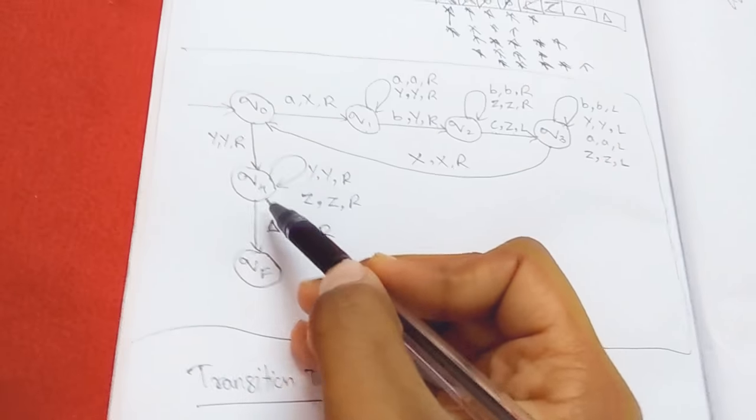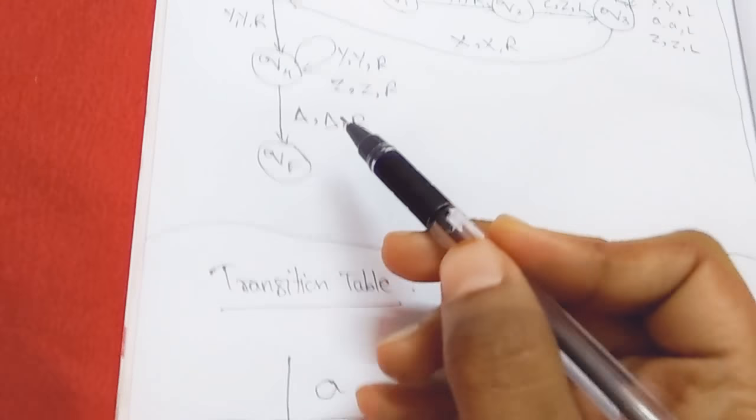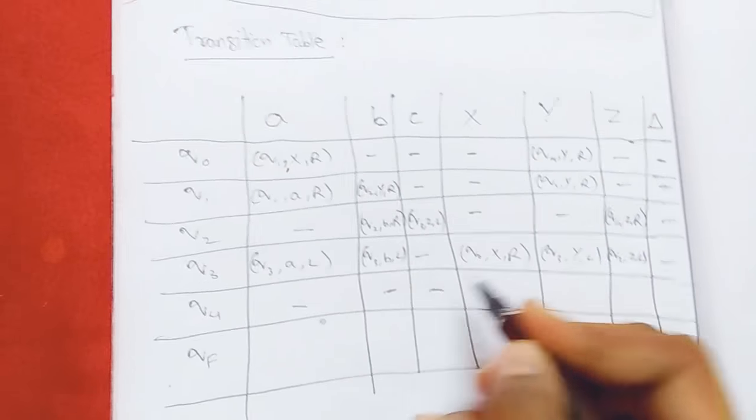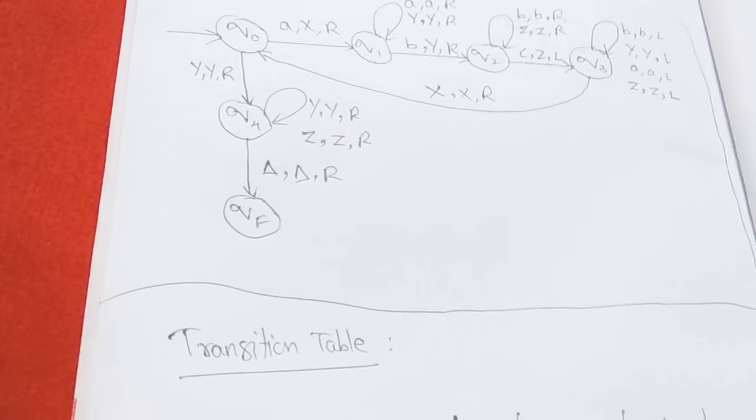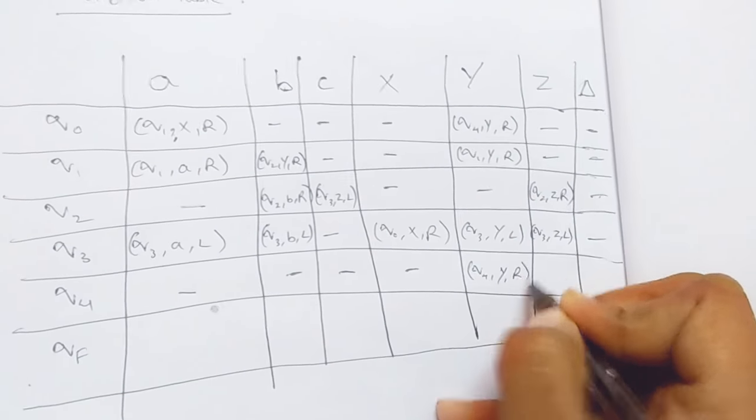Now Q4 to a, there is nothing, so nothing. Q4 to b there is nothing, so nothing. Q4 to c there is nothing. Q4 to x there is nothing. Q4 to y there is one, that is Q4 itself, so Q4 comma y comma r.